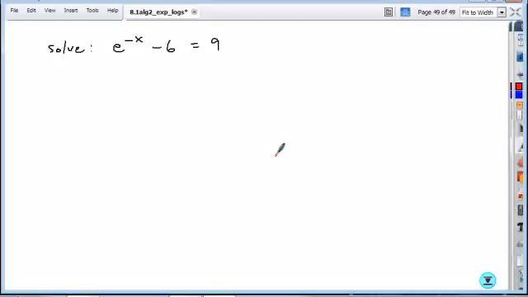All right, step 1, isolate your exponent that has the variable. So we're going to leave e to the minus x alone, add 6 to both sides. Okay, now, which log should we take for this? Natural, and the reason is it has an e in it, it has the natural base anyway, so you might as well take the natural log of both sides.